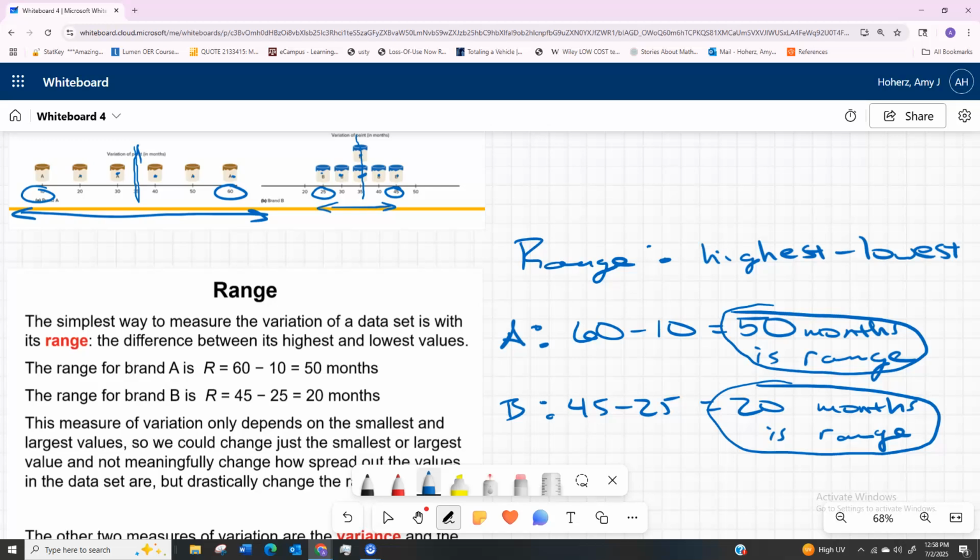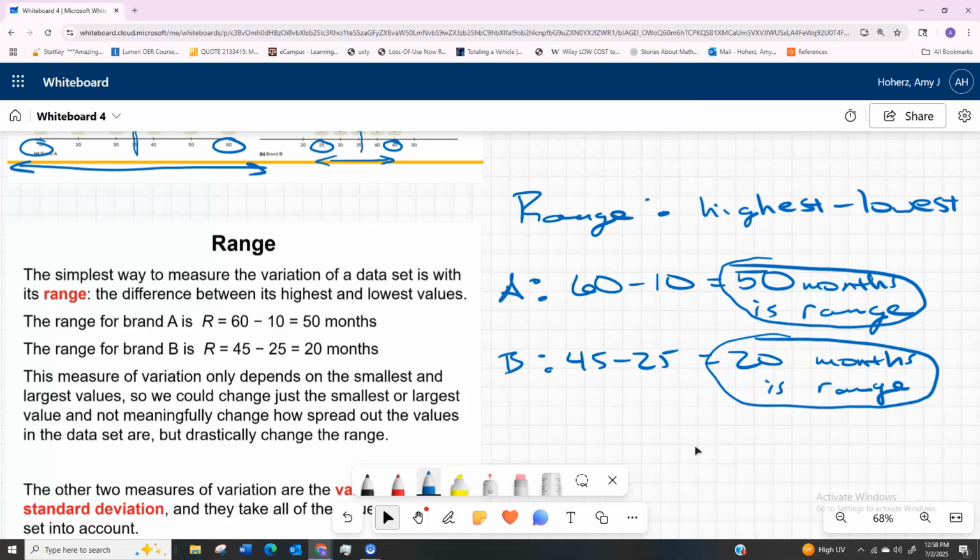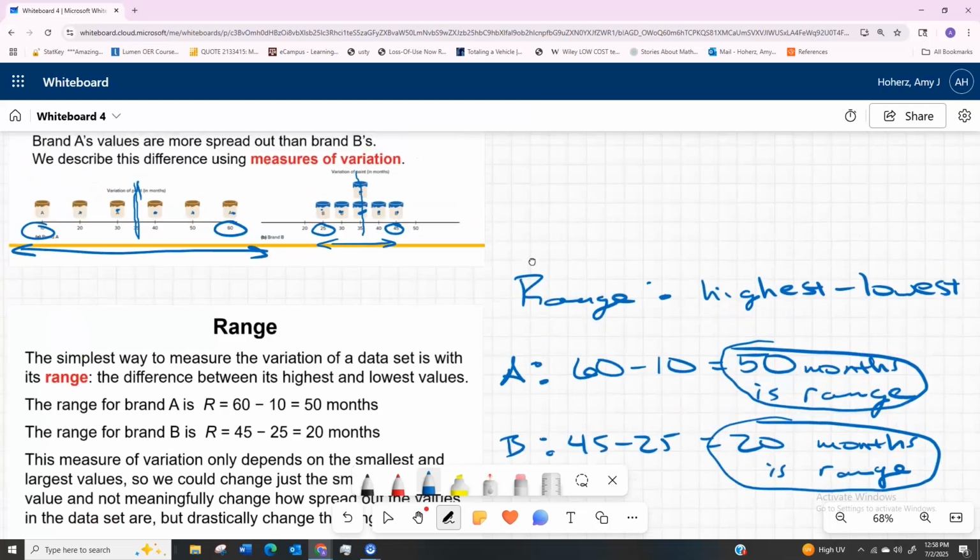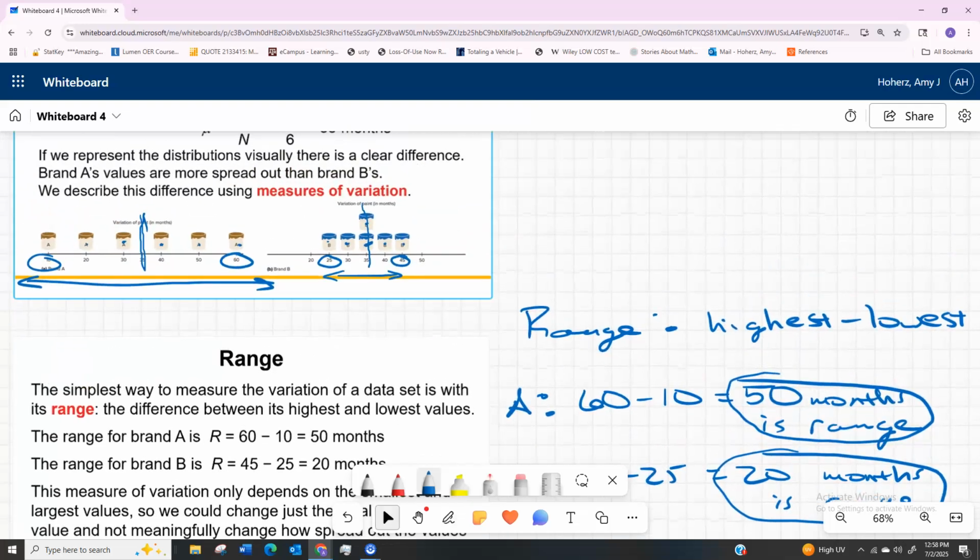The one problem with range, even though it's wonderfully easy to compute because it's just the high minus the low, is that it only uses the high and the low values. It doesn't really care about anything in between. So the 4 cans that are in the middle here for brand A aren't taken into account at all. We don't know if they're all down by the 10 or if they're all up by the 60 or if they're spread out like they are. All the range uses is the high and the low.